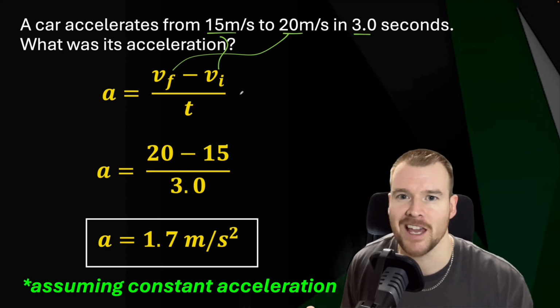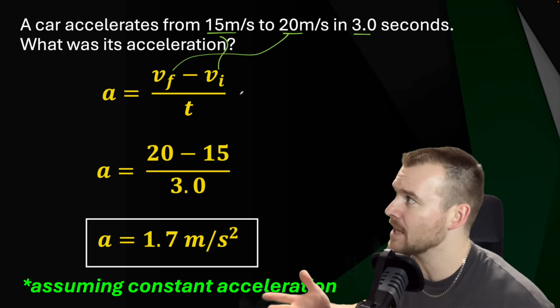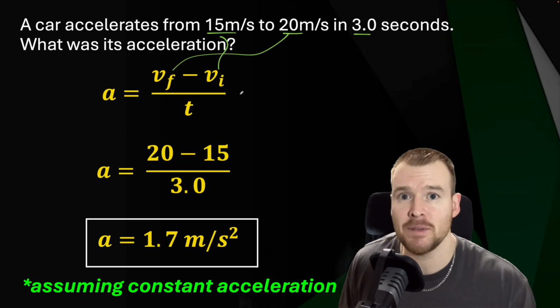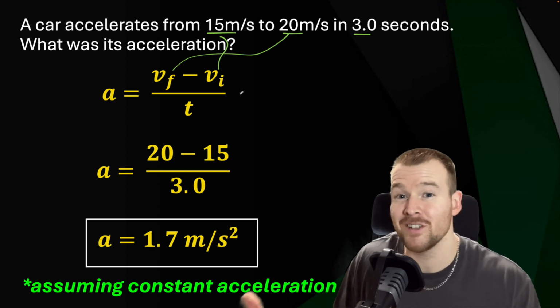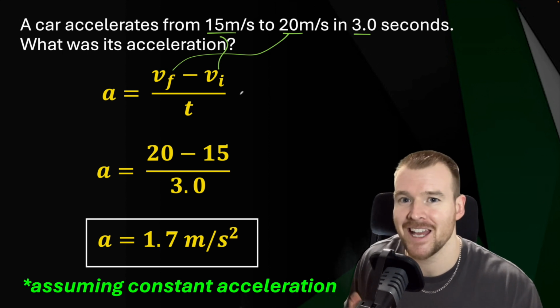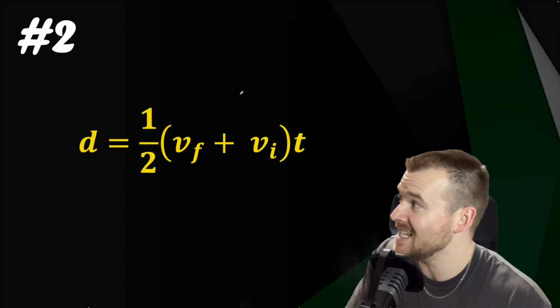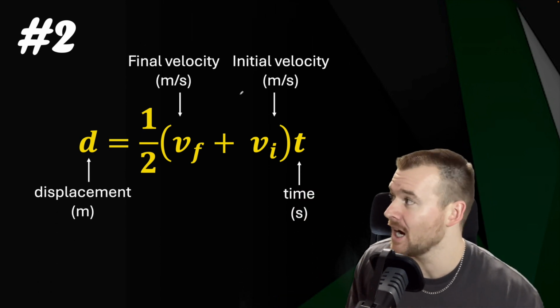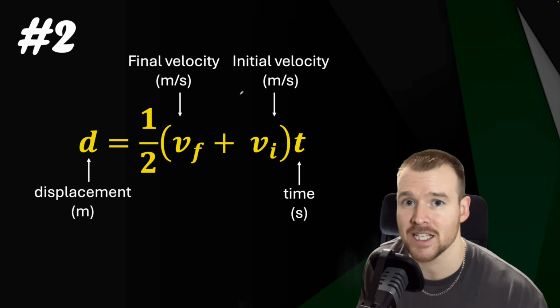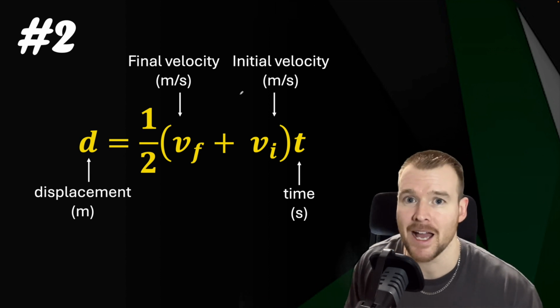Well, first, the purpose of the other ones is to solve for other variables. So what if we know the car's accelerating, we know its starting and ending speed, but we want to know how far down the road it takes for it to speed up from 15 to 20 meters per second. That introduces us to the second equation here, which is d is equal to half our same vf plus vi, that's velocity initial and final, as we saw from before, multiplied by time.